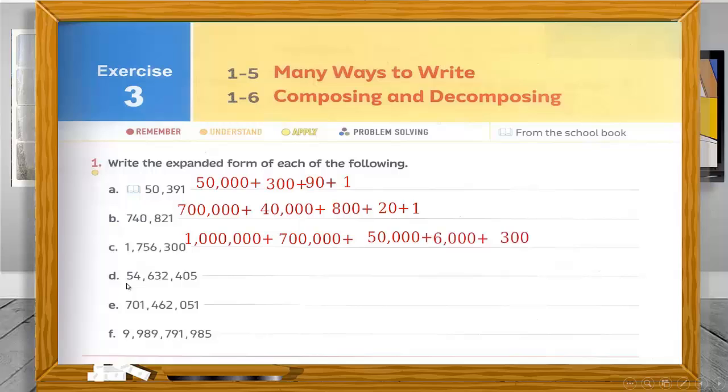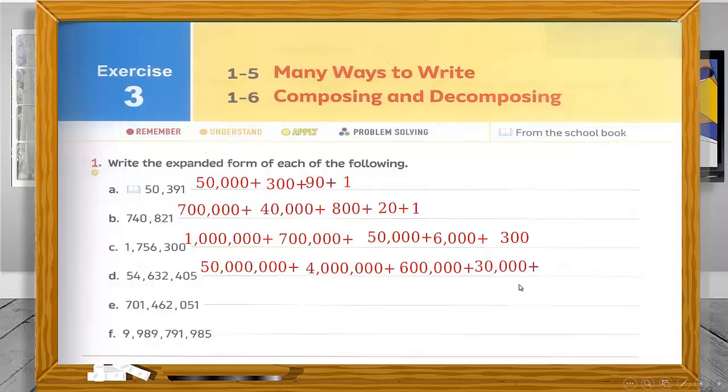Next one we have here 54,632,000. In the highest place we have 5. Write here 50 million. 4 million. 600,000. 6 with 5 zeros. 30,000. Write 3 and 4 zeros. 2,000. Next place 2,000. Write 2 and 3 zeros.